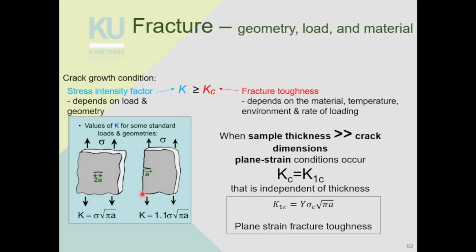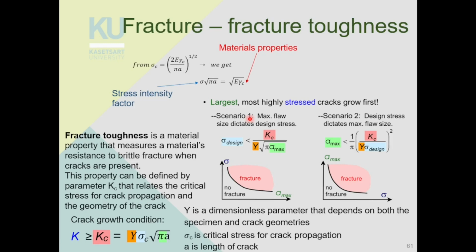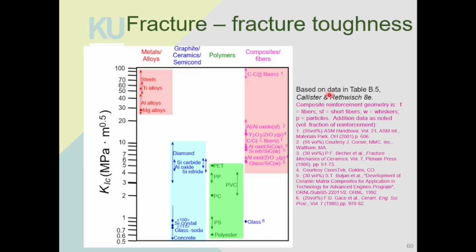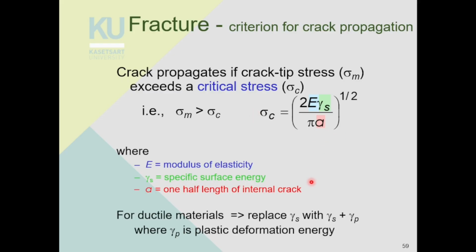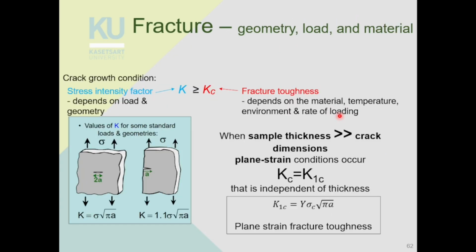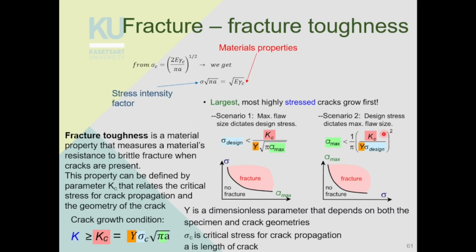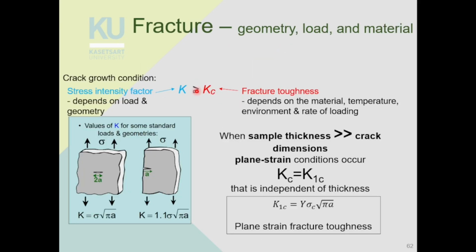And if this value of K is higher than Kc, which is a material property like we've seen before, right? Kc is a material property. So if K is more than or equal to Kc, the crack will start to grow and you start to get fracture. Right, so Kc is the fracture toughness of a material.